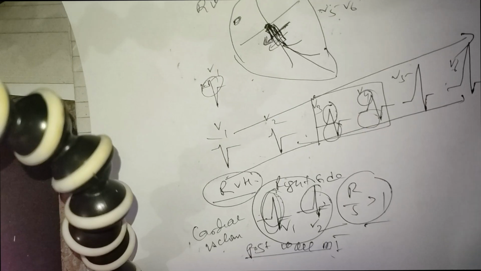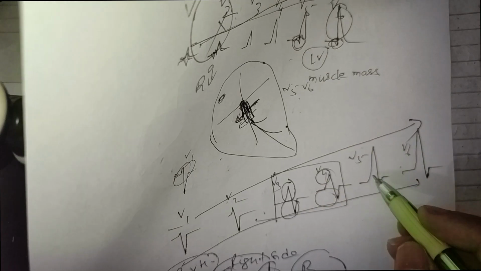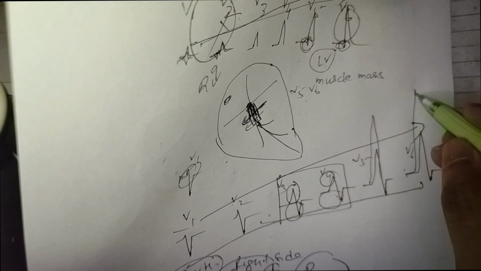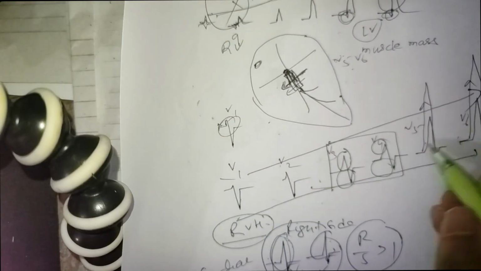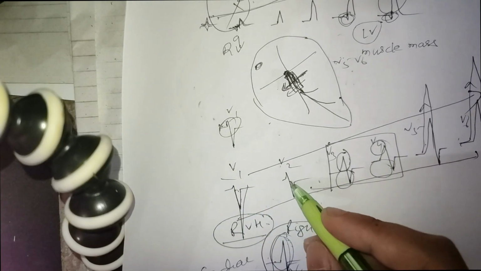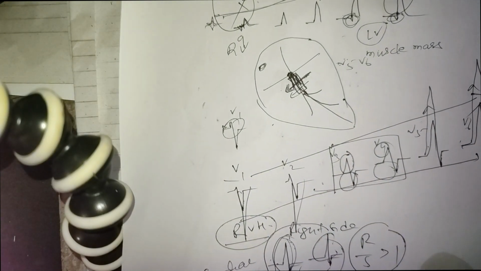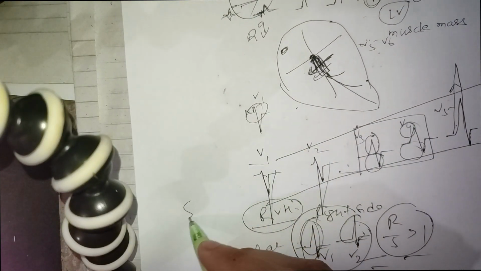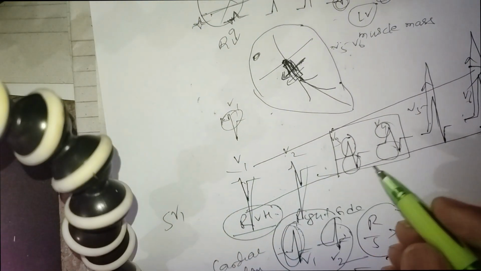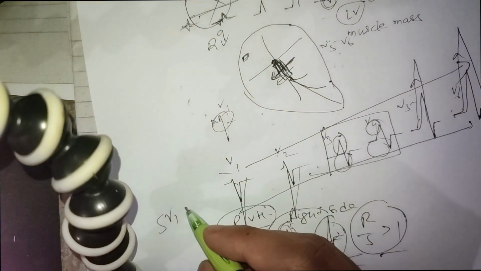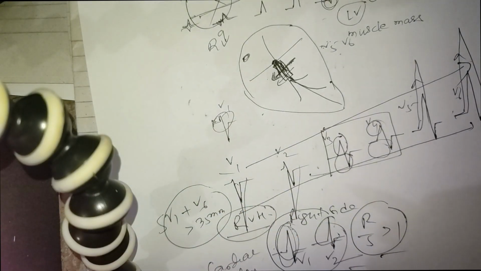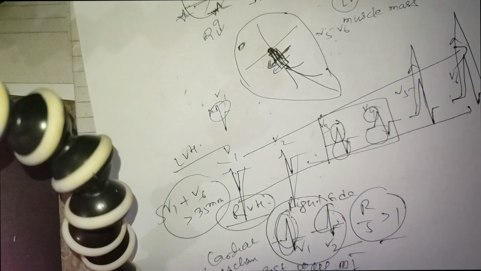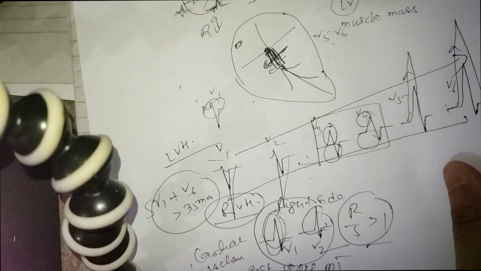But if the voltage on the left precordial leads is greater, like this, then in the same magnitude, the S wave also becomes greater in the right precordial leads. So if you sum up the S wave in V1 and the R wave in V6, if it is greater than 35 mm, then that also suggests LVH. This is one of the criteria for left ventricular hypertrophy.